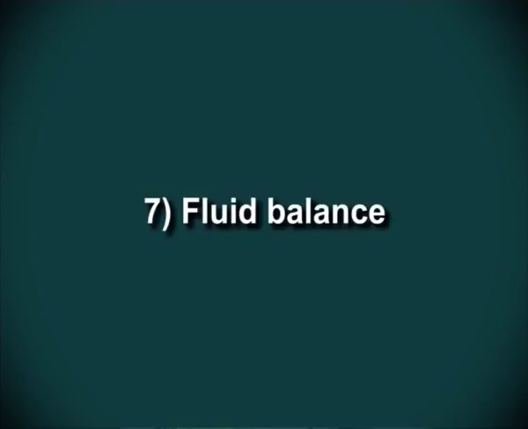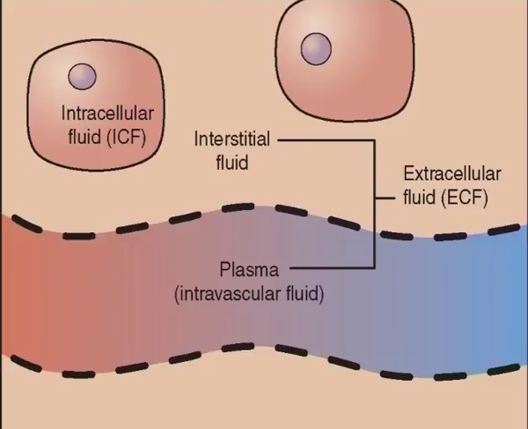The next function is fluid balance. Fluids in the body are found inside cells, that is intracellular fluid, or outside cells, that is extracellular fluid. There are two types of extracellular fluids: fluid between cells called interstitial fluid, and fluid in the blood, that is intravascular fluid. Proteins in the blood help to maintain appropriate fluid levels in the vascular system.